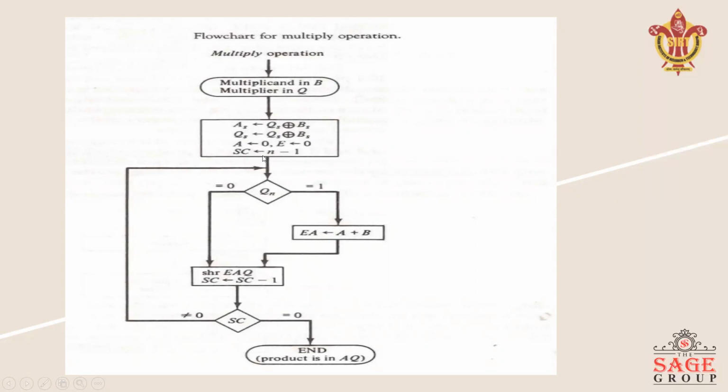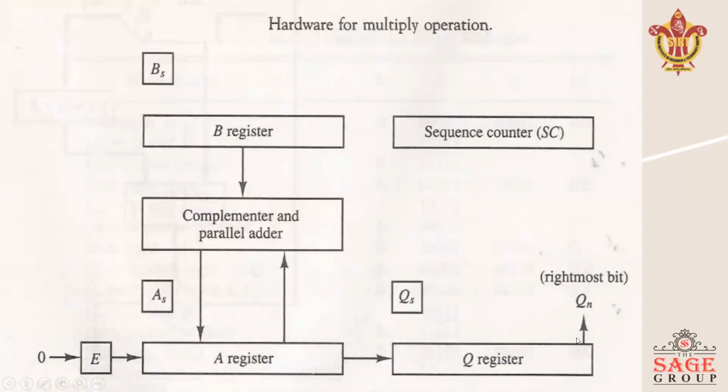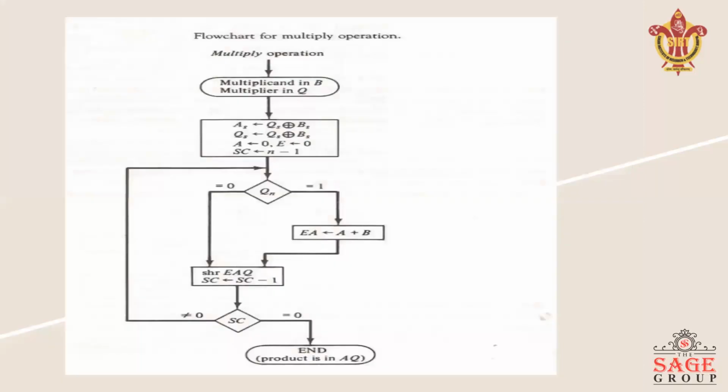After the initialization process, we will start the next step in the algorithm, which is checking the bit Qn. What is Qn? Qn is the last bit, the rightmost bit of the Q register. Each and every time we will check the value of Qn. If the value of Qn is 1, then we will add the partial product and the multiplicand, and we will generate the value EA. If the Qn value is 0, then there is no need to add the partial product with the multiplicand, and we will go directly to the shifting.